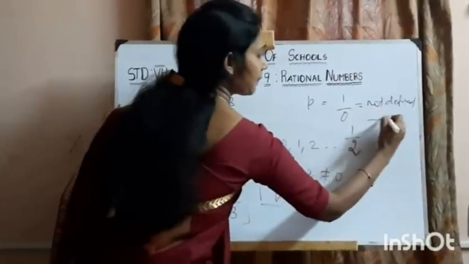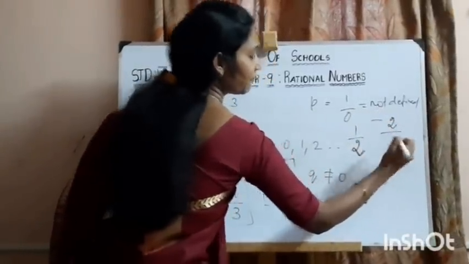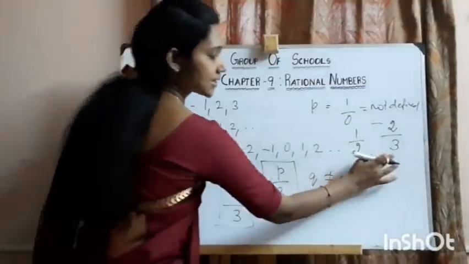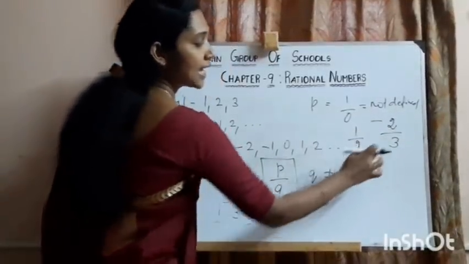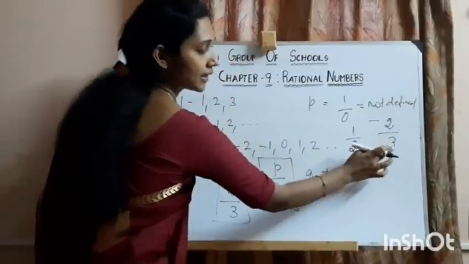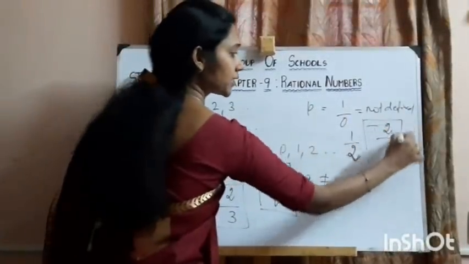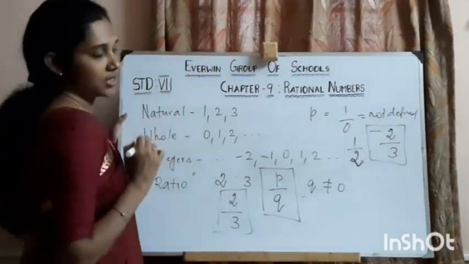Take another number, -2 by 3. -2 is a negative integer, and 3 is an integer. So both are integers and the denominator here is 3, that is not equal to 0. So -2 by 3 is also a rational number.